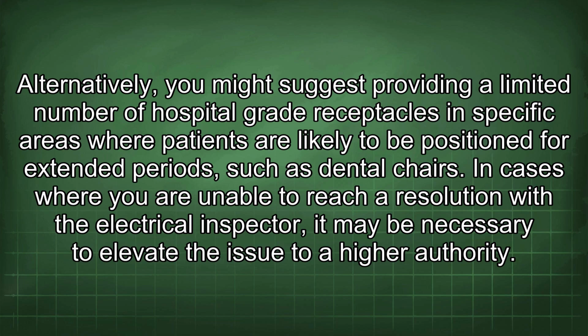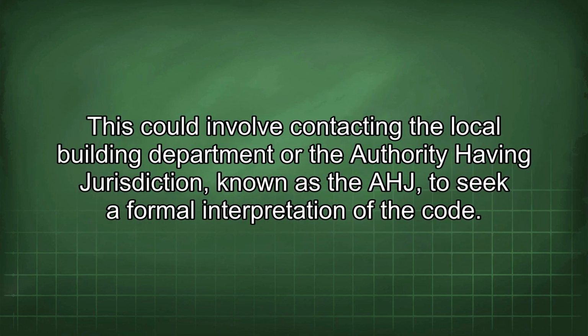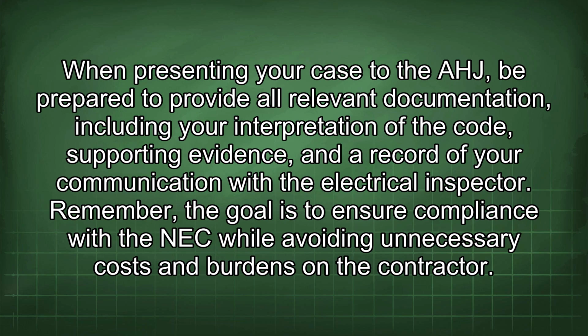In cases where you are unable to reach a resolution with the electrical inspector, it may be necessary to elevate the issue to a higher authority. This could involve contacting the local building department or the authority having jurisdiction, known as the AHJ, to seek a formal interpretation of the code. When presenting your case to the AHJ, be prepared to provide all relevant documentation, including your interpretation of the code, supporting evidence, and a record of your communication with the electrical inspector.